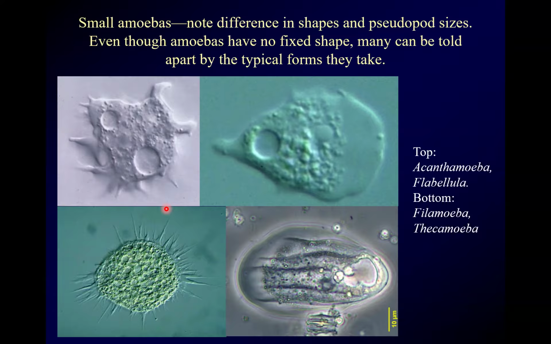Flabellula at the top right only has a single pseudopod, and it tends to be very broad and fan-like. Philamoeba has very narrow and thin pseudopods. Thecamoeba has kind of a wrinkly exterior. And again, even though they don't have a fixed shape, they do have tendencies that you can key in on.